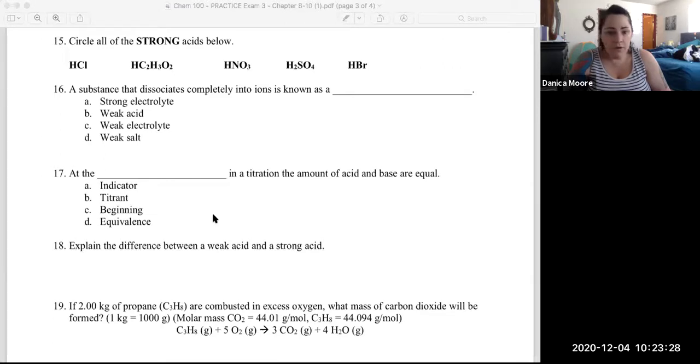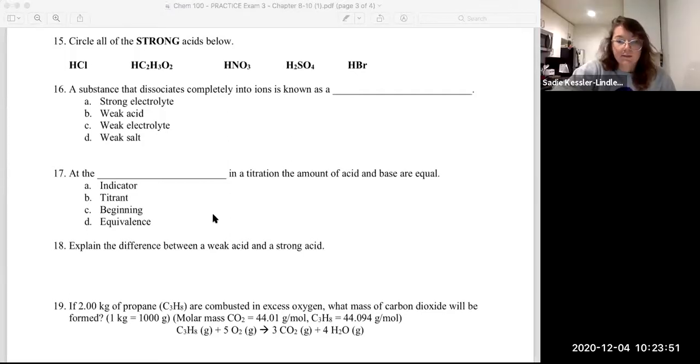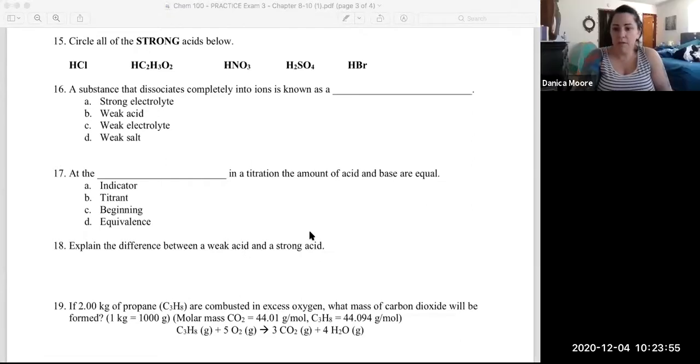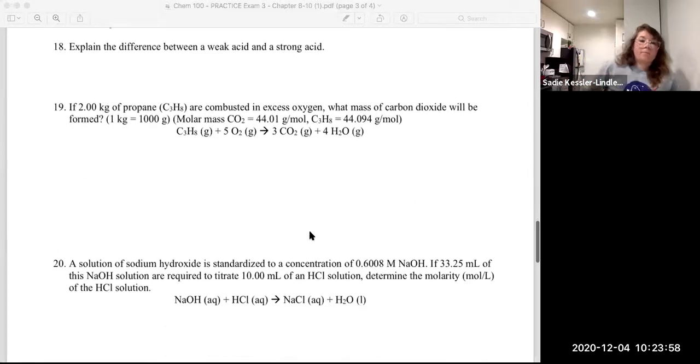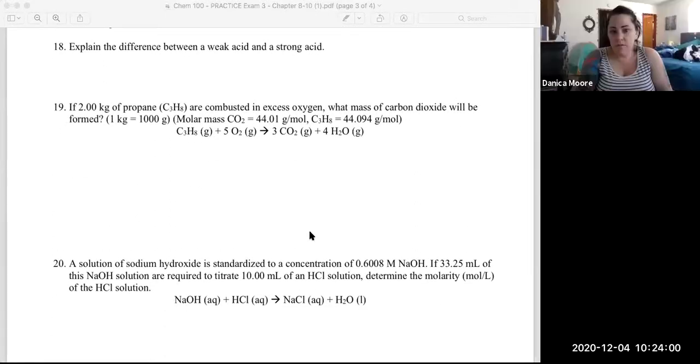So I think we kind of went over number 18 already, right? What's the difference between a strong and a weak acid? I think this is one of the problems on either the quiz or the lab as well. Anyone want to chime in for me? Just that the strong acid dissociates completely and the weak acids don't. Exactly. Yep, you got it. Other questions about those?